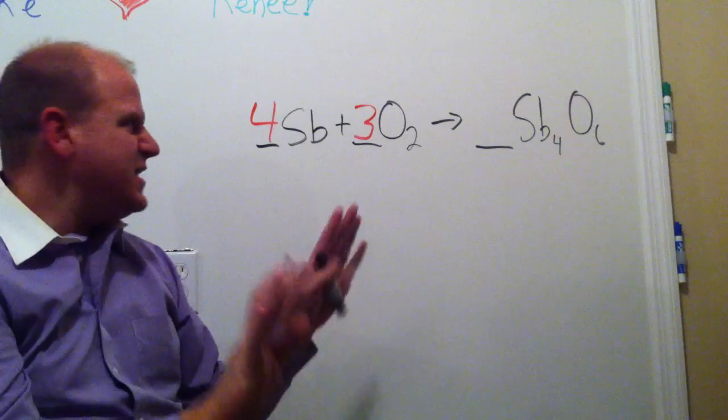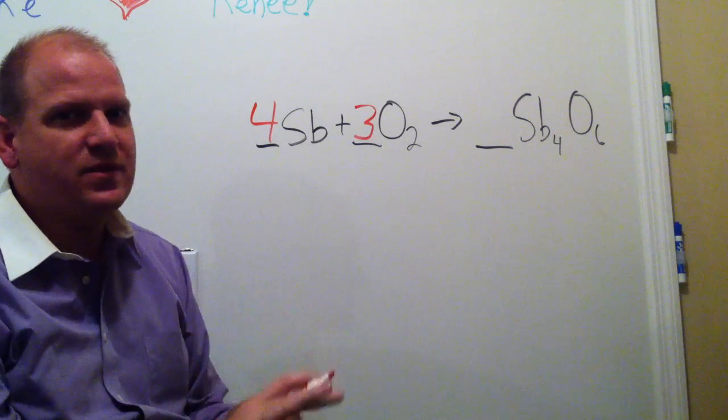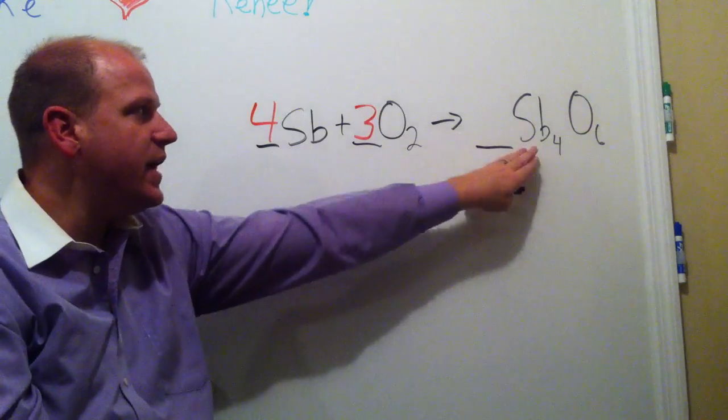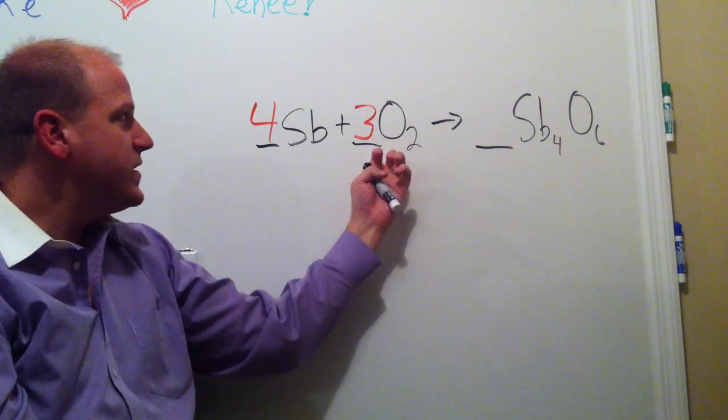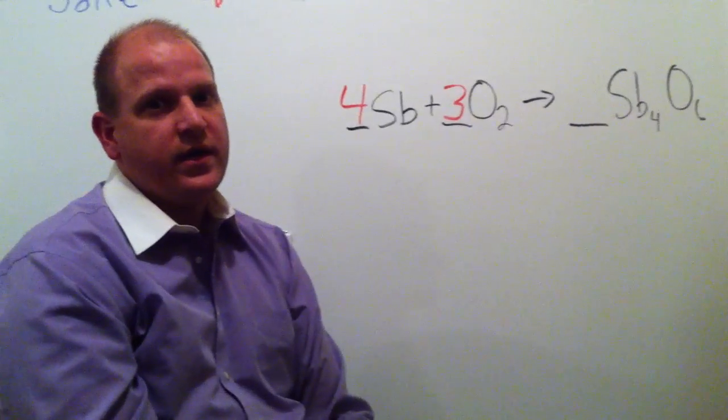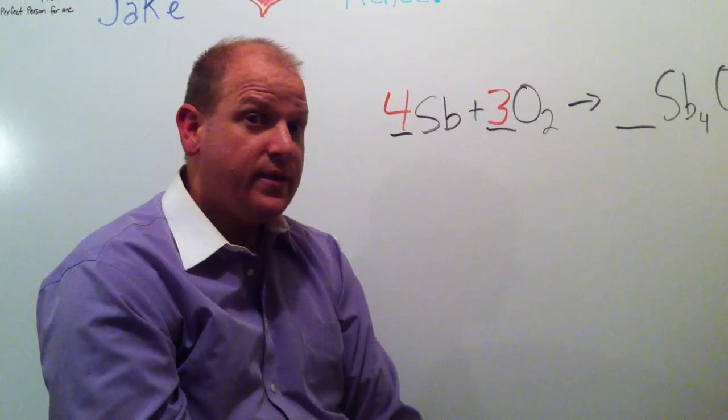We could say it's balanced, but just check. I know it seems so simple, but let's check. 4 SB on our reactant side, 4 SB on our product side, 6 oxygen on our reactant side, 6 oxygen on our product side. This is balanced.